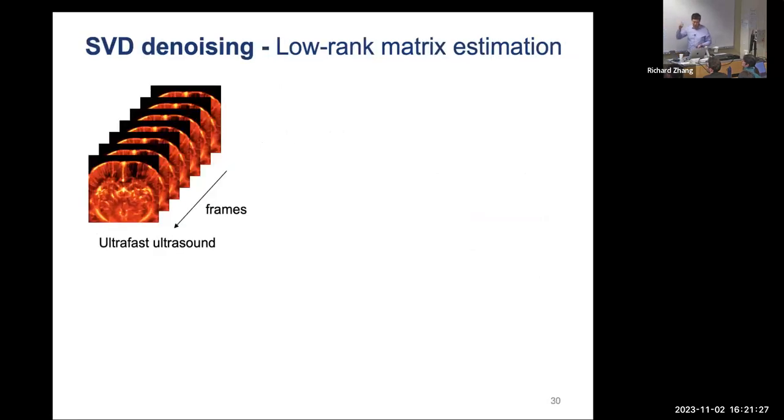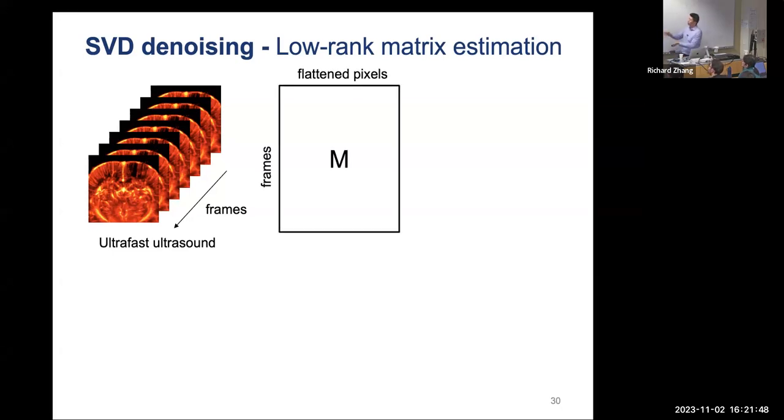This problem is where we're trying to denoise the images collected from ultrafast ultrasound imaging. As you get many frames and the frames look very similar, what you're hoping to do is reduce the noise of each frame in aggregate. Obviously a very dumb idea is to just average all the frames together. Can you do a little bit better?